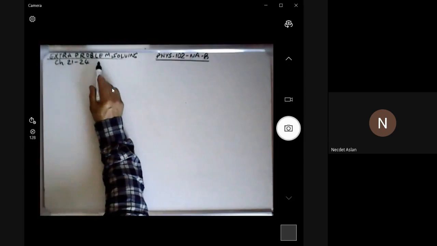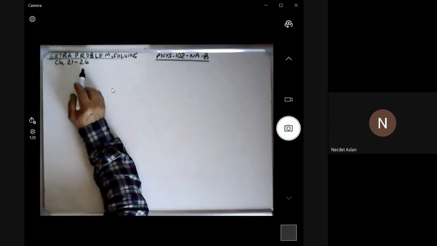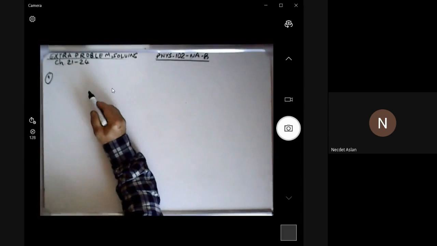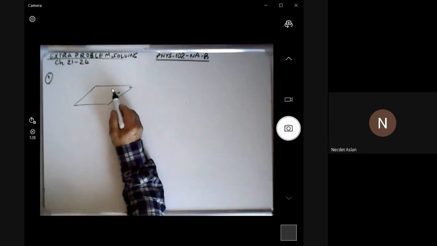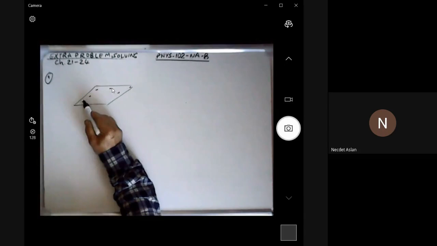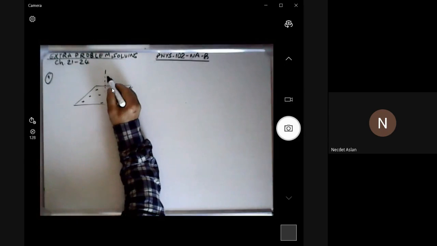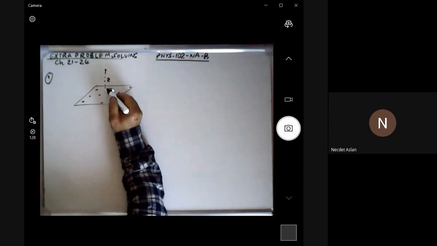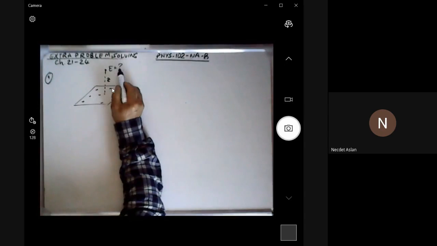Hi, we will solve extra problems from chapters 21 through 24. The first example is that we have a rectangular charge distribution, and we would like to get the electric field at a distance z away from the surface. Okay, what is the electric field?